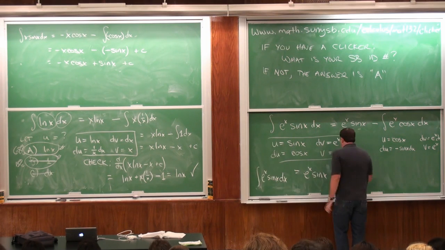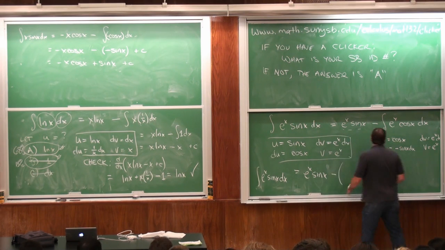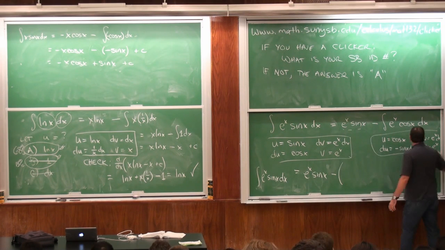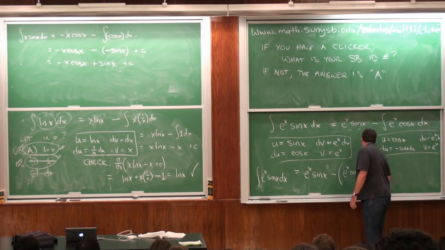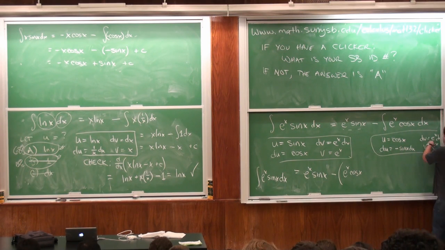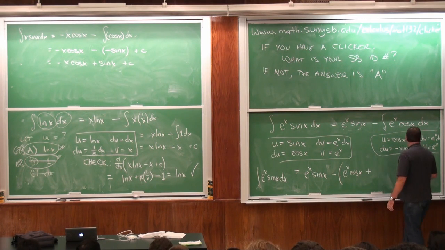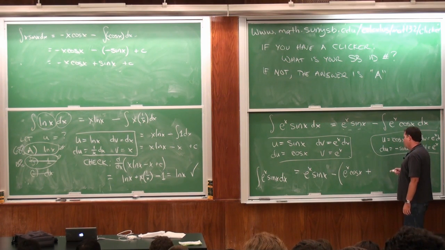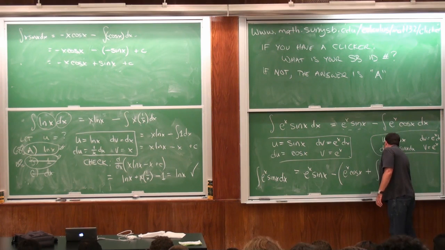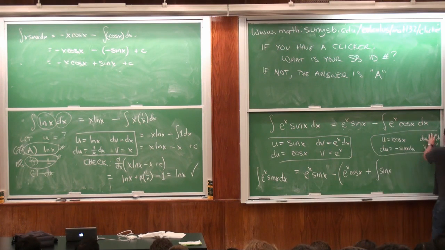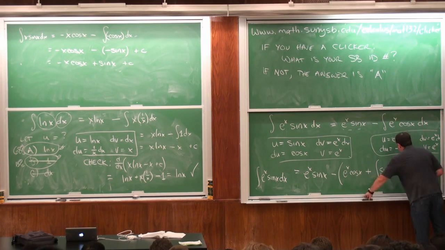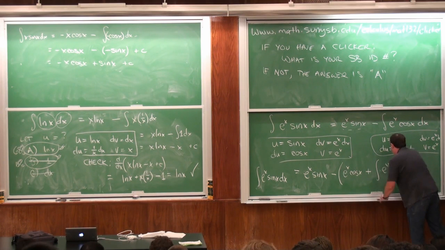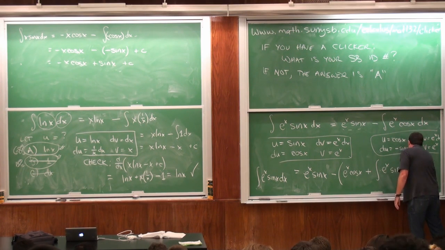So this is from before, and then minus, and now when I do parts here, I get e to the x cosine x, and then I get minus e to the x, times minus sine x. That's right. And then dx, I get an e to the x.